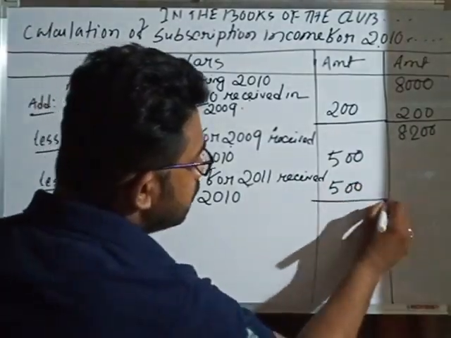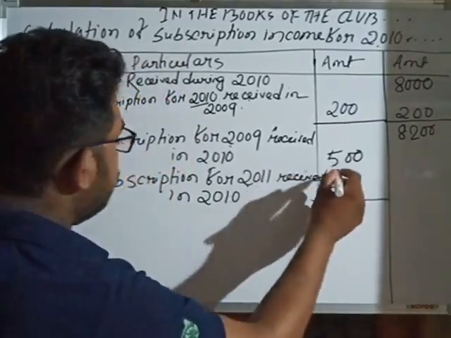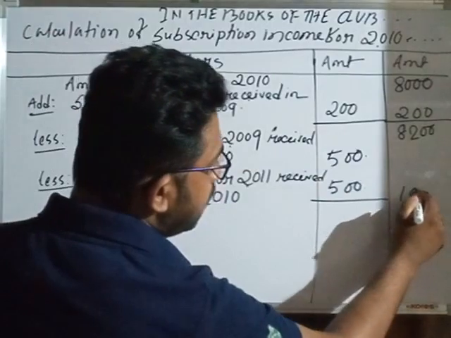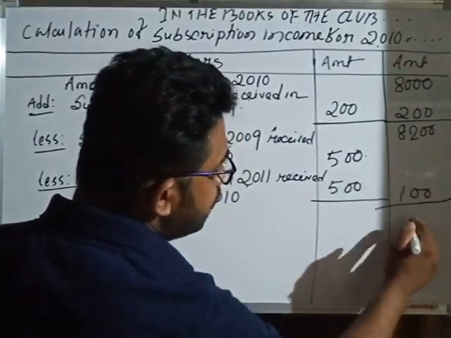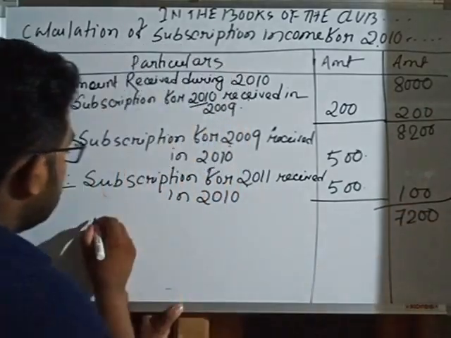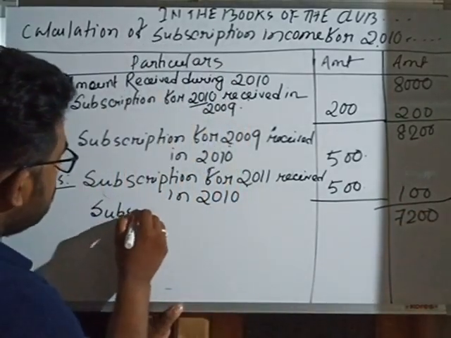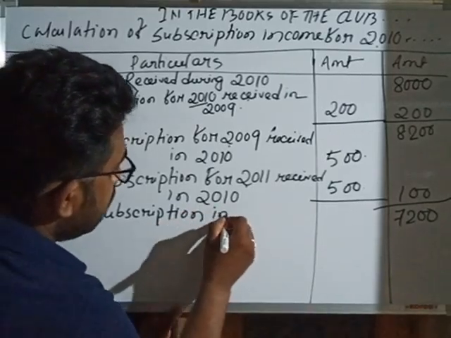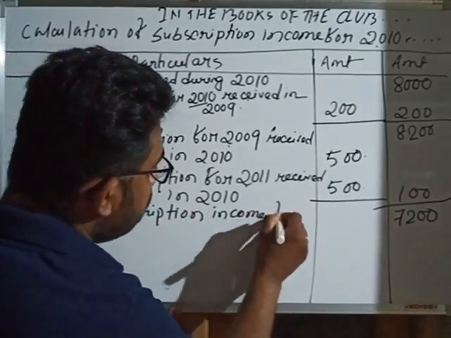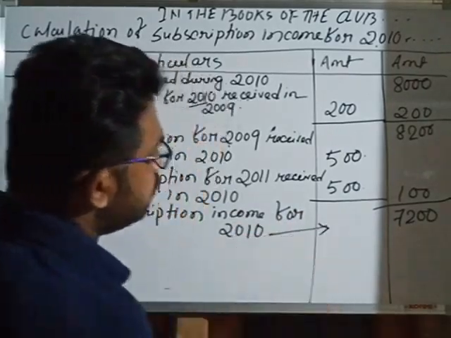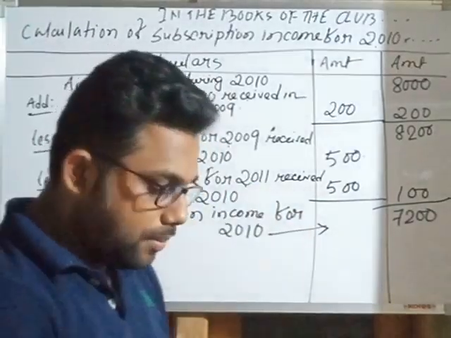So there is no other item, so both the items will be less. 500 plus 500 is 1,000, and then we less that from the total 8,200, and the result is 7,200, and against this we write subscription income for 2010. This is the solution of our current problem.